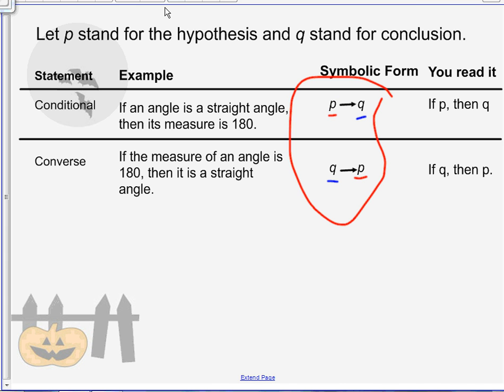Alright, so that concludes our lesson on everything you need to know about conditional statements, truth values, and their converses.